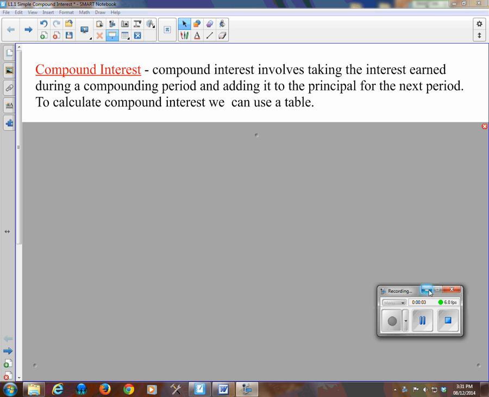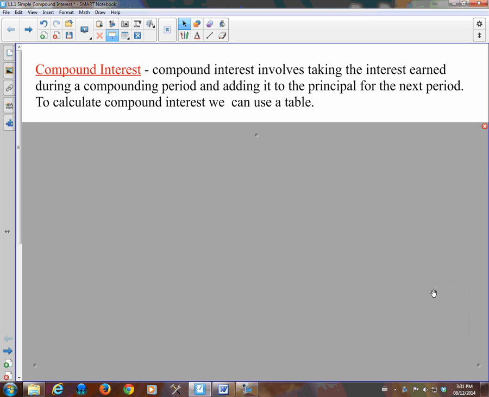Okay, Unit 5, Lesson 1 again, or the second half of Lesson 1. We're going to look at simple compound interest, the idea of what compound interest is, and how to do some basic calculations involving compound interest. So we've already talked about simple interest. We're going to take a look at compound interest.